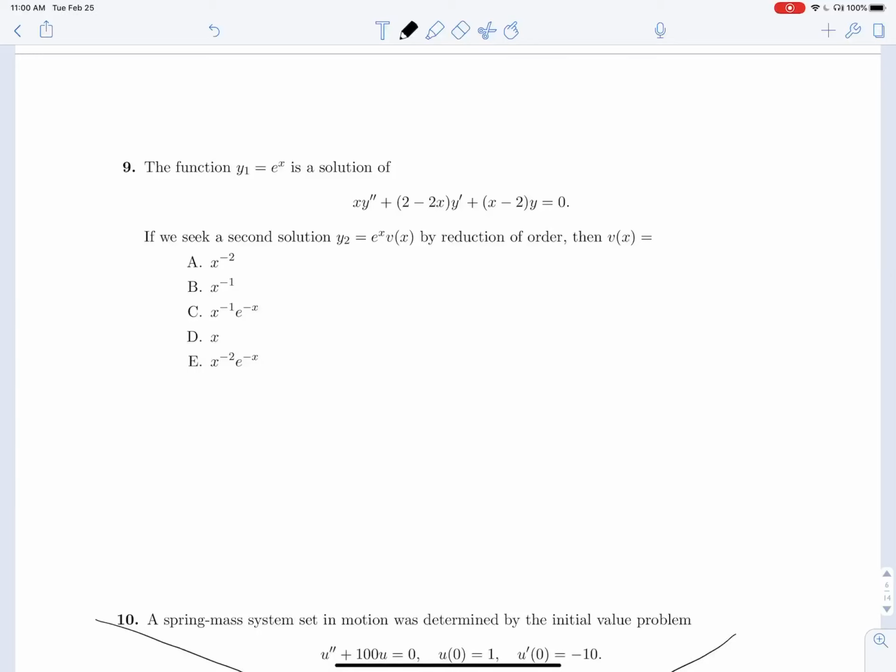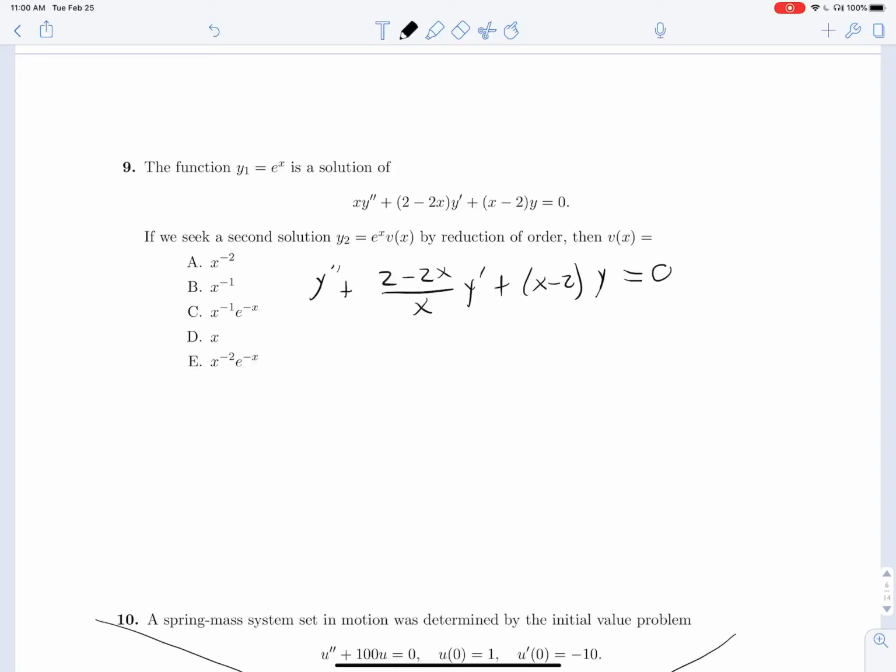9, our last question. y1 equals e to the x is the solution to this second order differential equation. We're going to do some reduction of order. First off, let's take y double prime and put it by itself. So y double prime plus (2 minus 2x) over x, y prime plus (x minus 2) y is equal to 0.